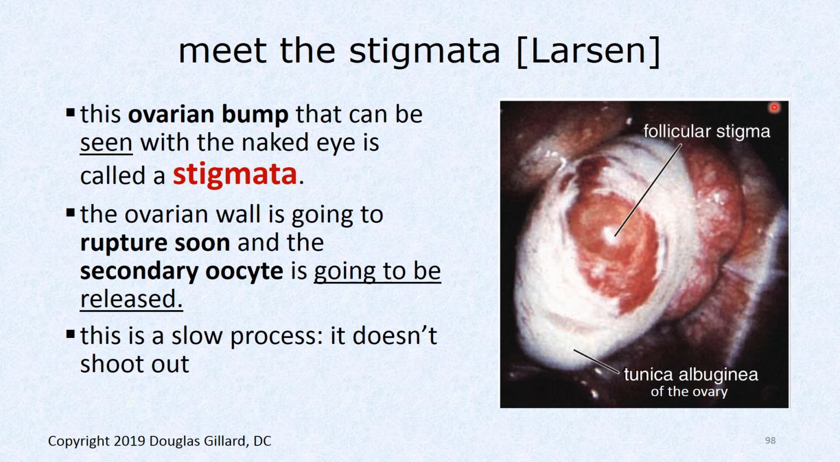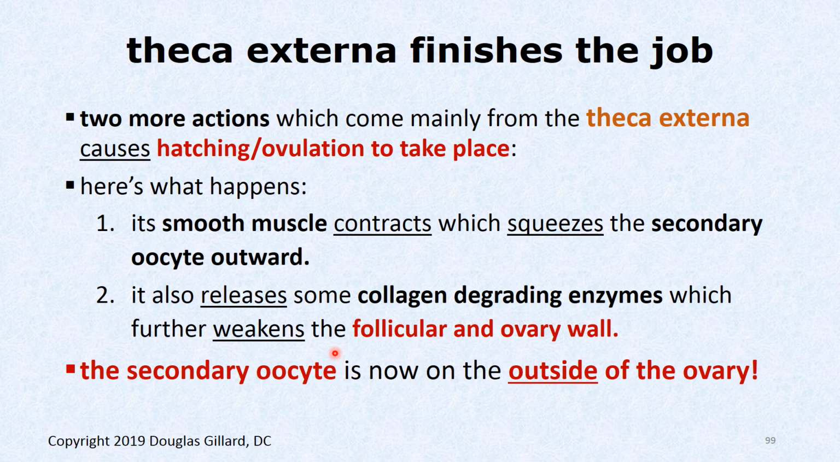It's not going to shoot out like you're getting shot out of a cannon or something. It's just going to creep out of there and kind of hang out, hopefully, on the surface of the ovary. Sometimes it gets loose, though, right? And it causes an ectopic pregnancy, but that's super rare. It's going to kind of hang out there. So it's a slow process. It doesn't shoot out. The theca externa is the last little push to get it out, though.